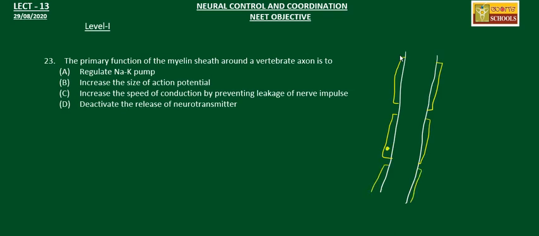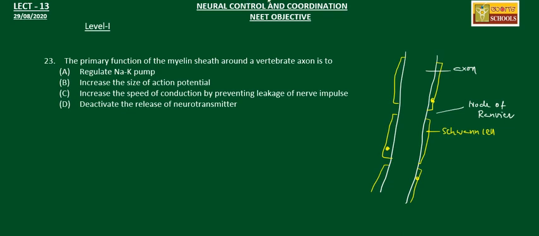Okay, and the nucleus of these Schwann cells. So this is a Schwann cell, and this is the axon. Between the Schwann cells there is a portion of the axon that is exposed. This is called the node of Ranvier.